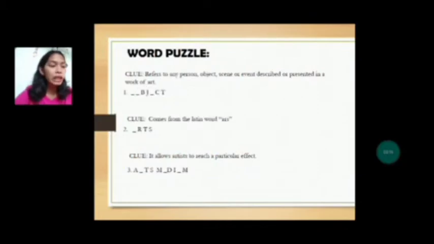let us first answer the given clue or the word puzzle that tackles this presentation. So the first clue refers to any person, object, scene, or event described or presented in a work of art. The answer is subject, because it refers to any person, object, or scene.